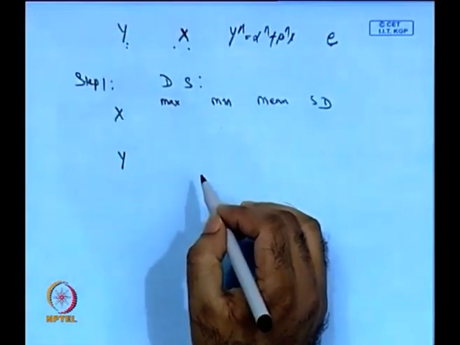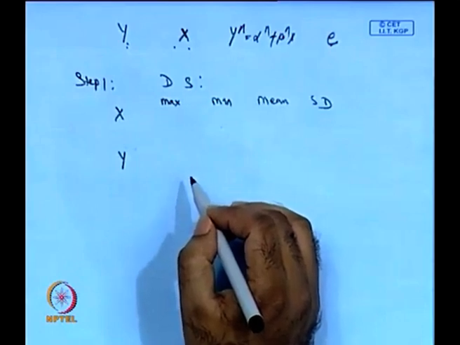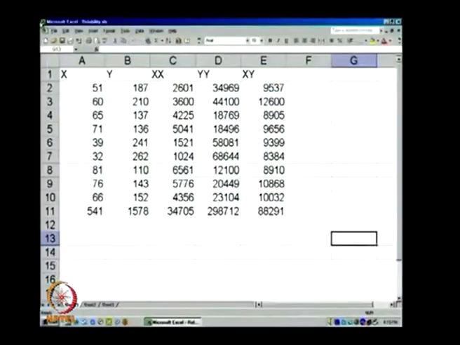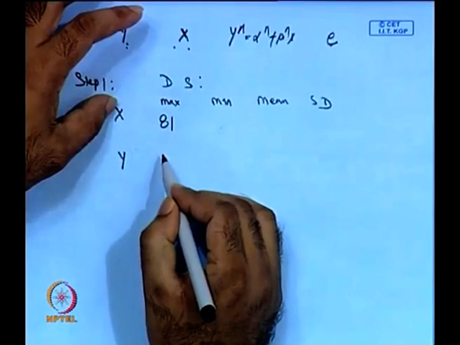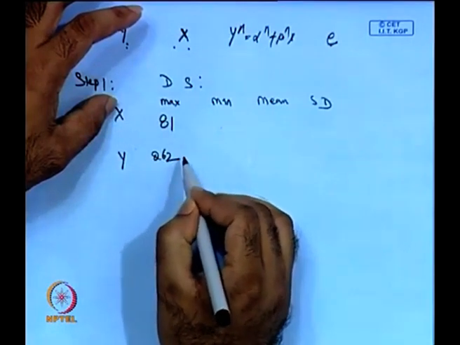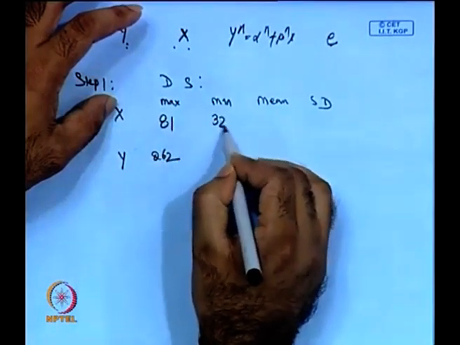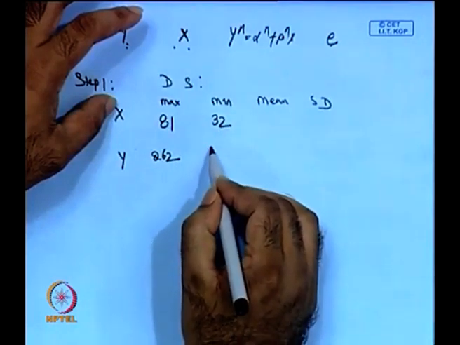The standard procedure, without any calculation, is to arrange the data in ascending or descending order, and very quickly you can guess it. Otherwise, you just give a command, and automatically there are mathematical and statistical properties through which you can get these descriptive statistics, the maximum and minimum. For x the maximum item is 81 and for y the maximum item is 262. The minimum item for x is 32 and the minimum item for y is 110.